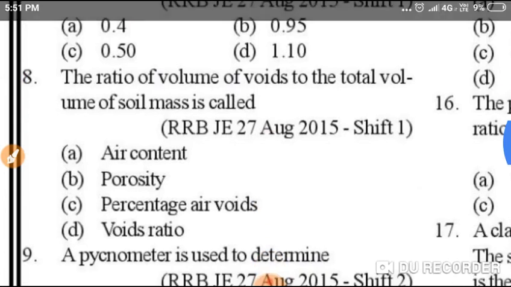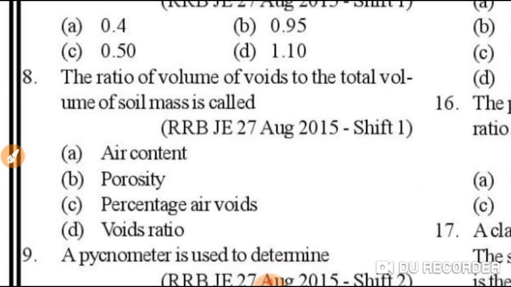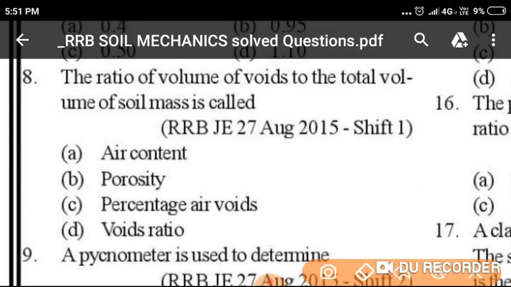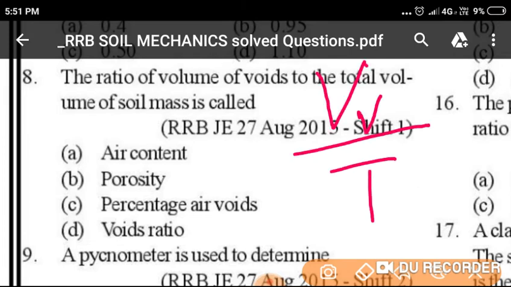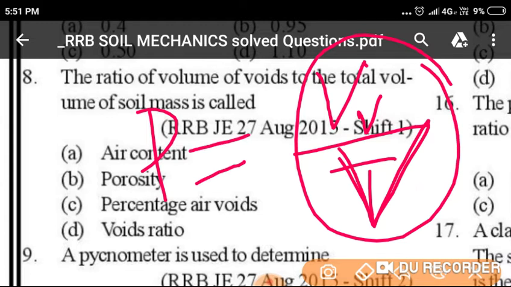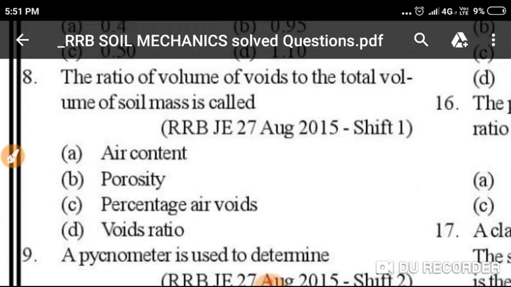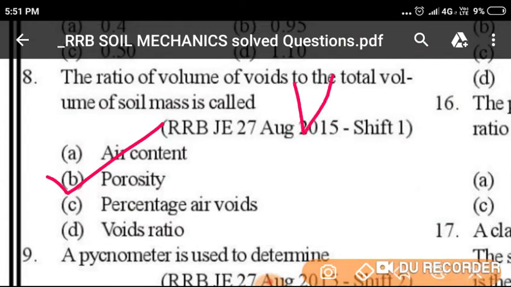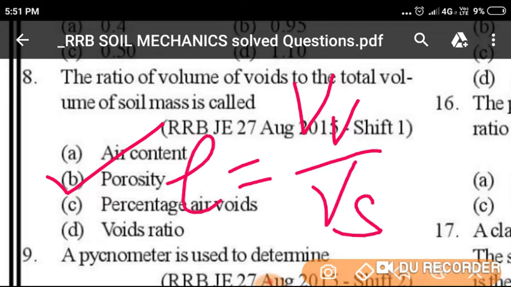Question number 8. The ratio of the volume of voids to the total volume of a soil mass. Given that volume of voids to the total volume, total volume means total volume. So when it is given total volume, then it is equal to porosity. Porosity is designated by n. So here the correct option is porosity. If it is given that volume of voids to the volume of solids, then it is equal to void ratio.